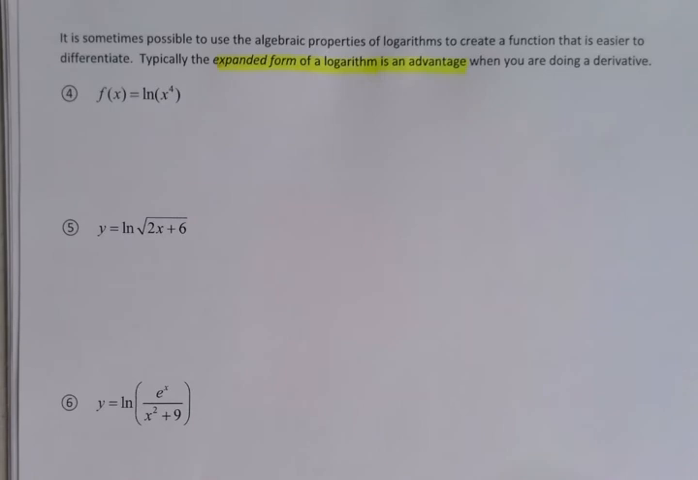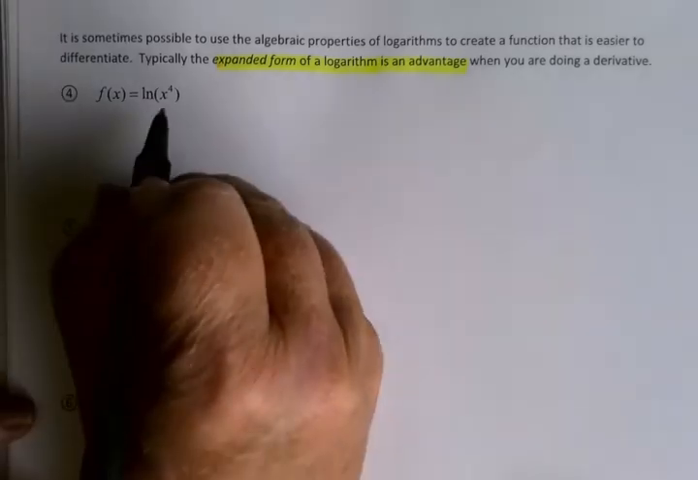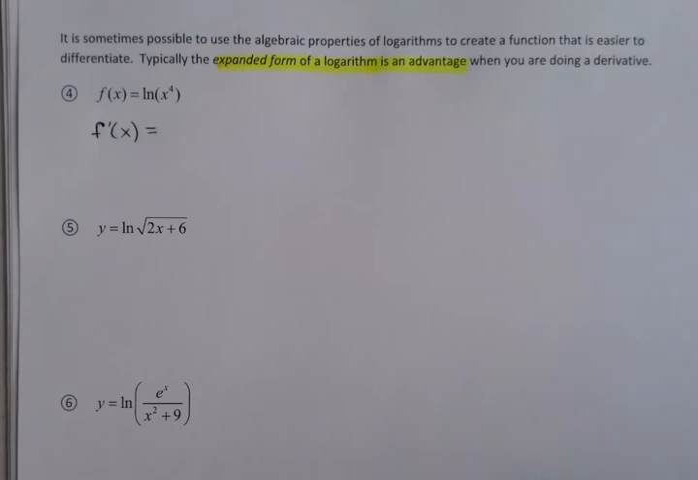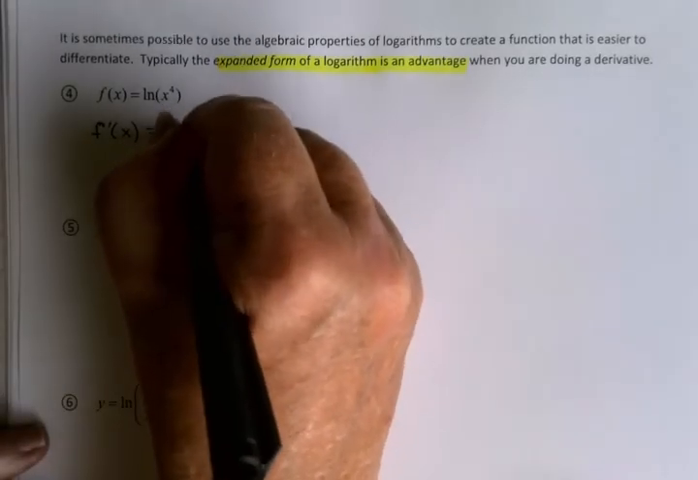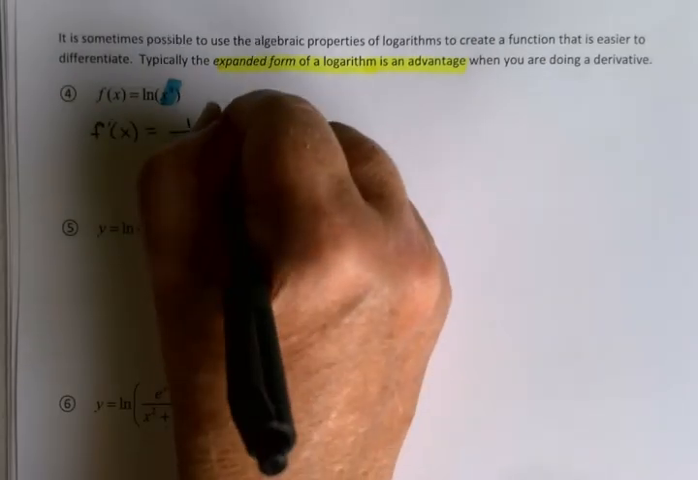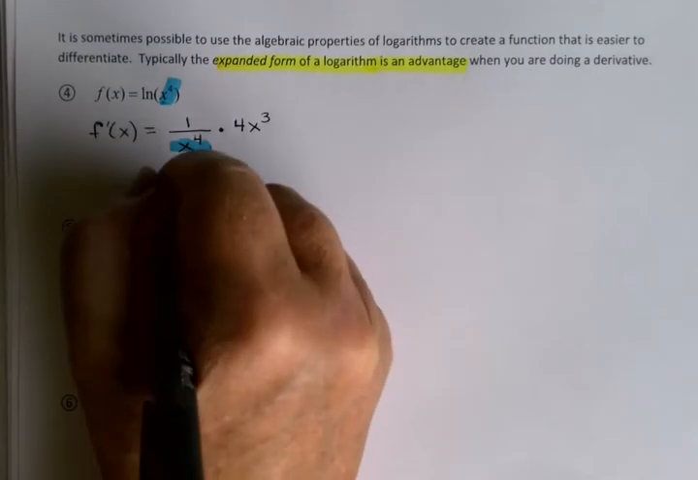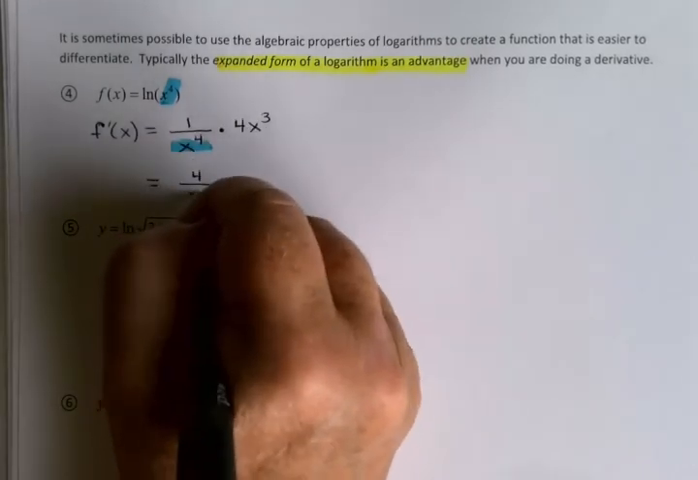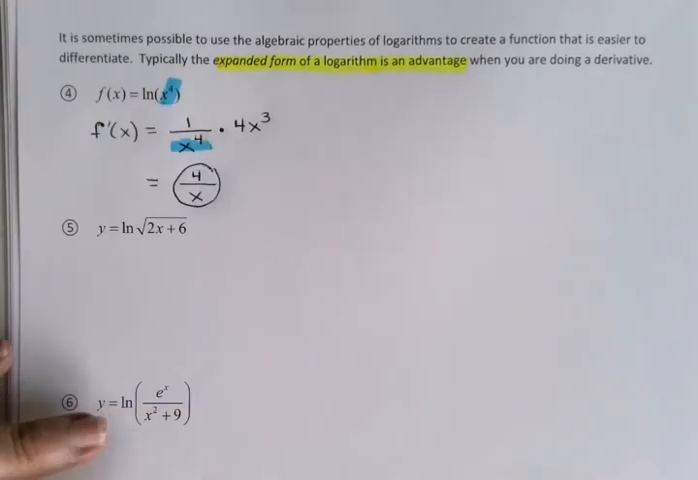So in part number 4 here, I've got the natural log of x to the 4th. I certainly could do that derivative just the way it's written. In fact, let's do it once that way. I'm going to start by taking 1 over x to the 4th. Again, notice that what was inside that log, the x to the 4th, ends up in my denominator. And then I would have a chain rule times 4x cubed. So I end up with a 4 on the top, and then I can divide out those x's and just have x to the 1st on the bottom. So that would be the chain rule method.